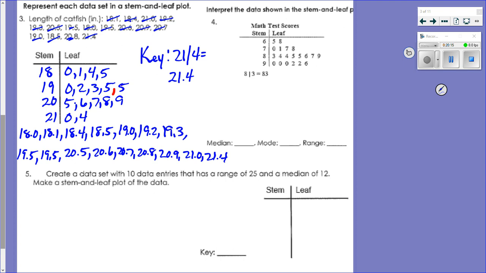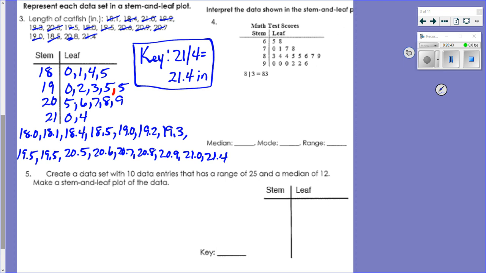Where possible, you want to include units. Did we give you units for this data set? What are they? Inches. So I'm also going to include that in my key. Make sense? Does that help you understand why your key is so important? Good. So really, guys, the importance of that key is it tells me the place value of the numbers that are displayed in my data set.